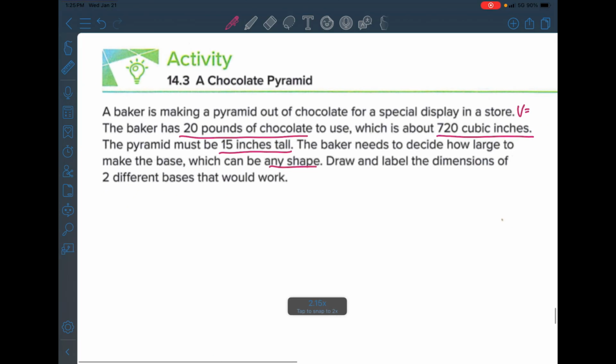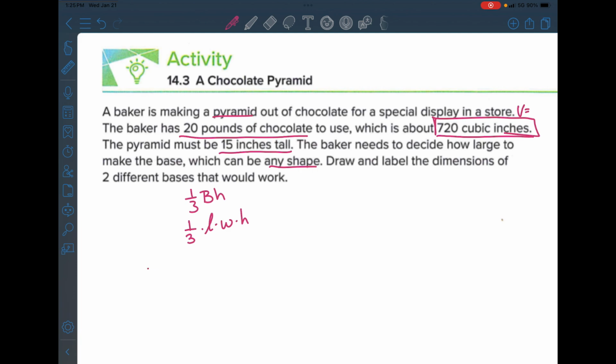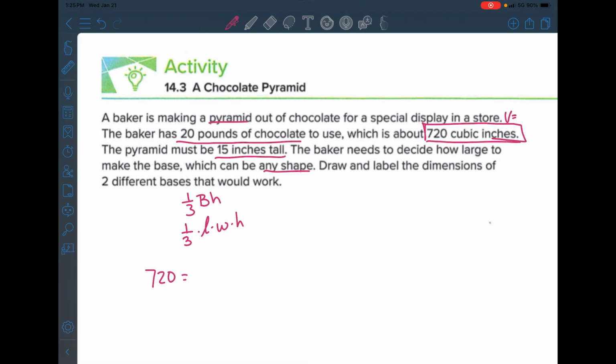So let's say it's a rectangle. This is a pyramid, so we're going 1/3 capital B times H. So 1/3 times length times width times the height. And we know what the volume is. So we know 720 equals, and I'm just going to do it like this, capital B times, what is my height? It must be 15 inches tall, over 3.